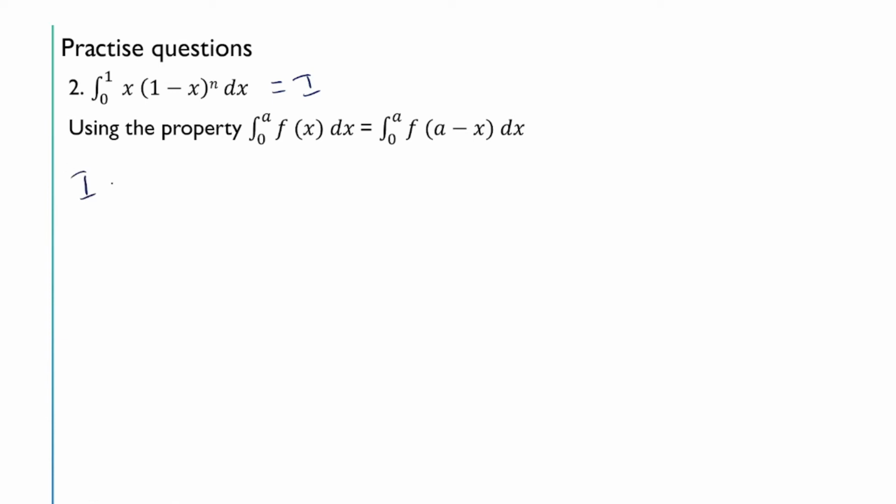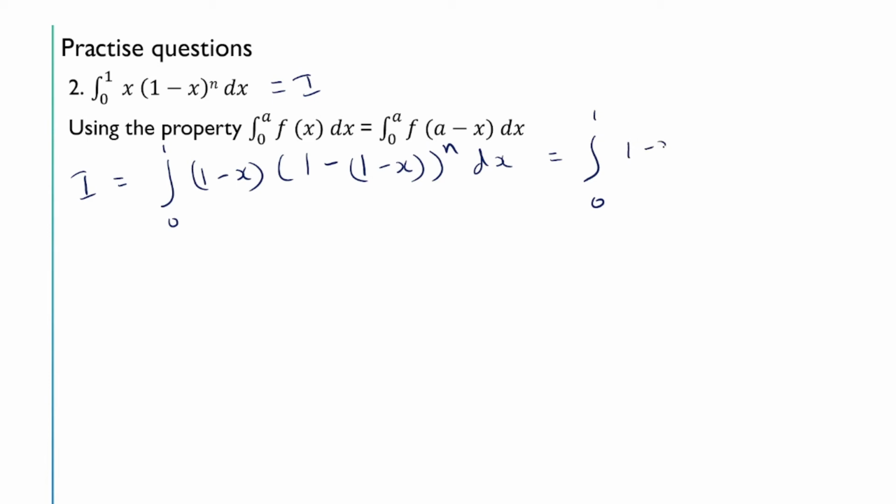So in place of x, let us substitute 1 minus x. So what happens is we get integral 0 to 1, (1 minus x) into (1 minus of, here in place of x we are substituting 1 minus x) 1 minus of 1 minus x, the whole raised to n, into dx. So this is equal to integral 0 to 1, (1 minus x) into (1 minus 1 plus x) the whole raised to n into dx.